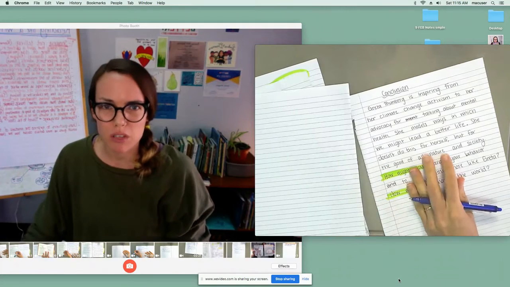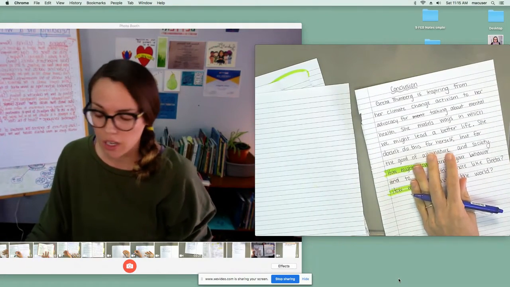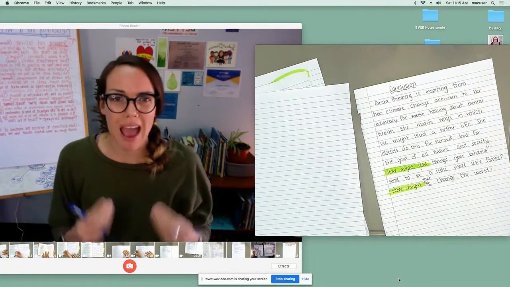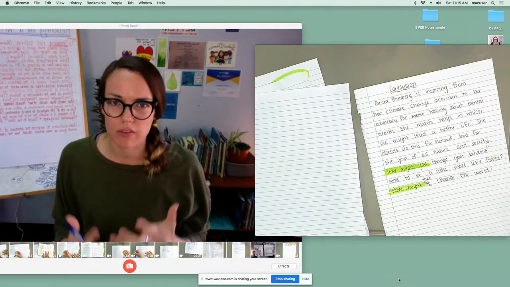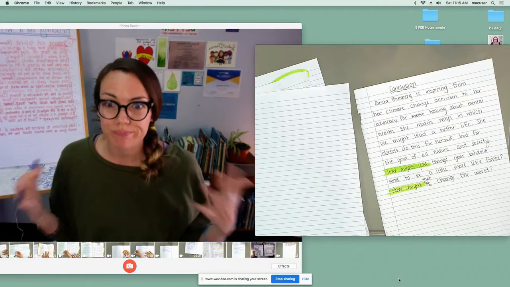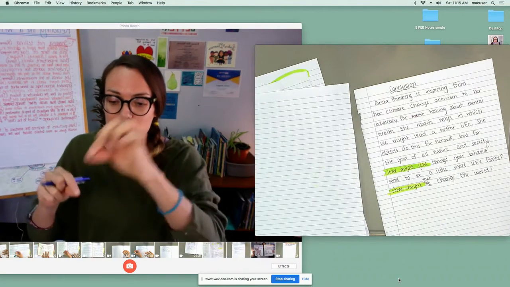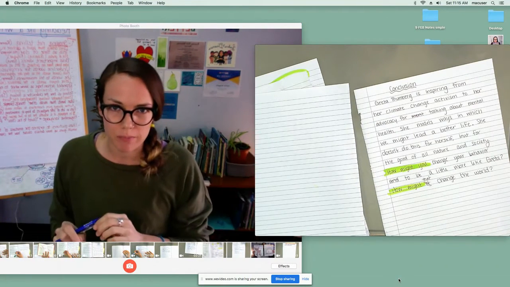I'm not just saying the same thing over and over again. That would be boring. But this powerful sentence, it's part of my thesis: the world would be a better place if everyone was more like Greta Thunberg. It's sprinkled in really purposefully.